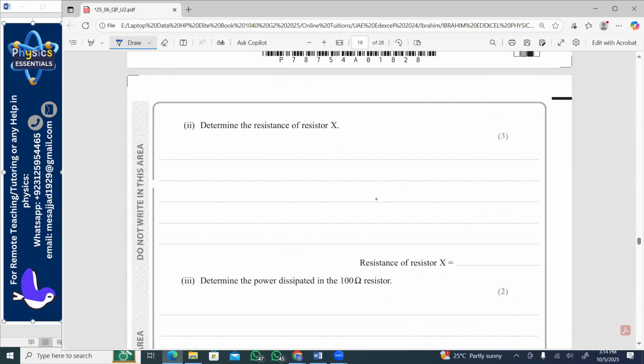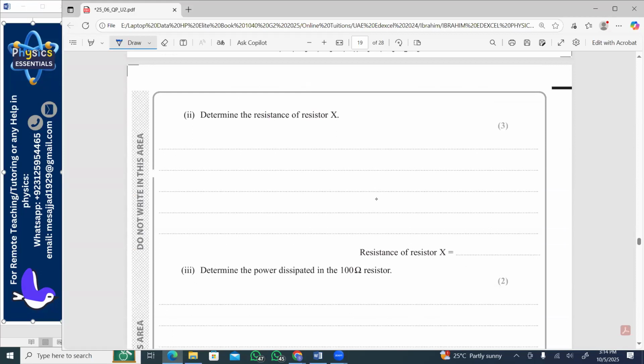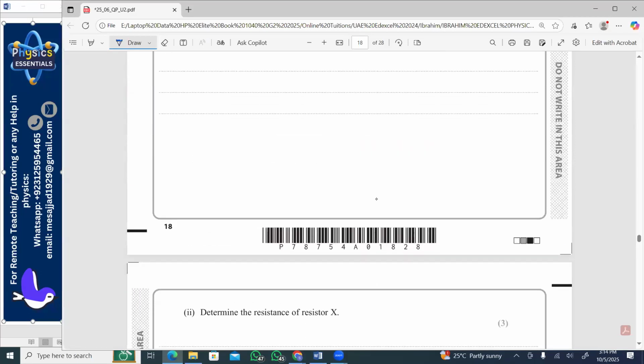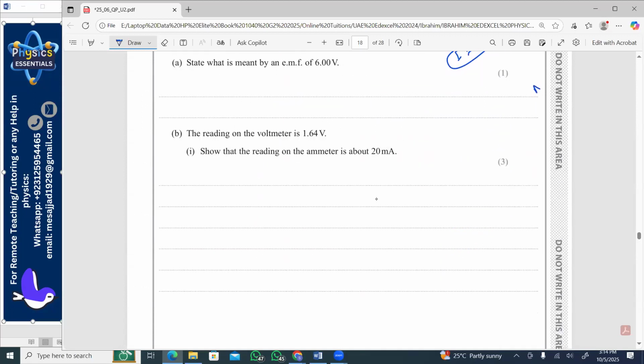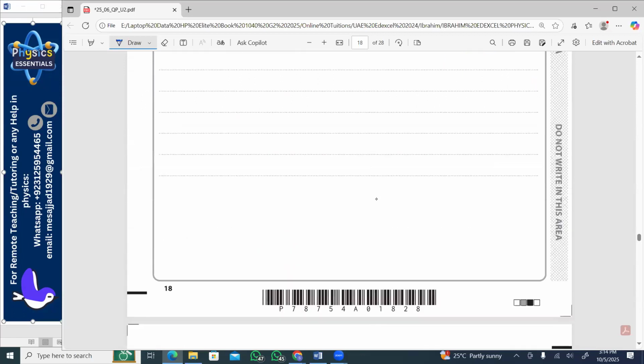So what about B2? Determine the resistance of resistor X. Okay. So don't you think we can apply the formula KCL for the solution of this? So that was the solution of B1. Yeah, B1, and now we are solving B2.